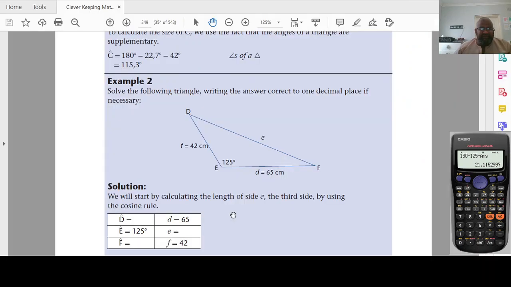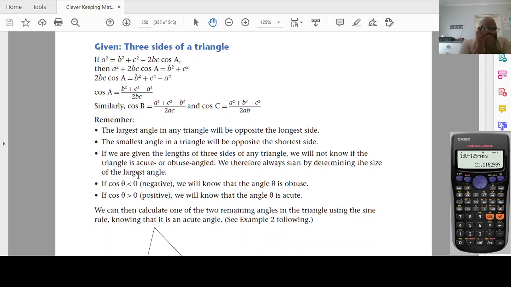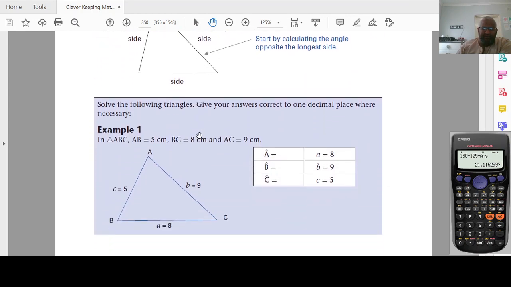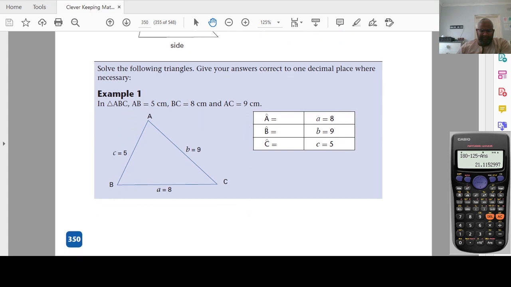Now we're looking at example 2. If you're given 3 sides, you can manipulate the formula, which is a squared equals b squared plus c squared minus 2bc cos of A, if you want to calculate angle A. You're either going to memorize this formula, or we plug in the values and use the formula as given on the formula sheet. I'm just going to cut question 1 quickly, and then I will explain this question. This is on page 350.